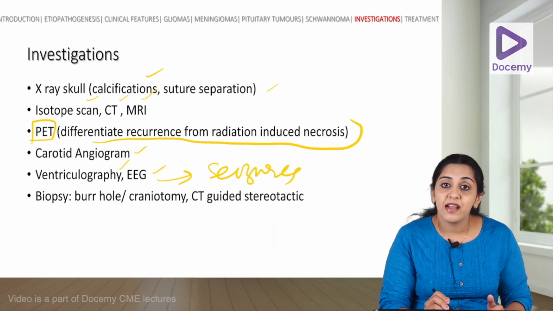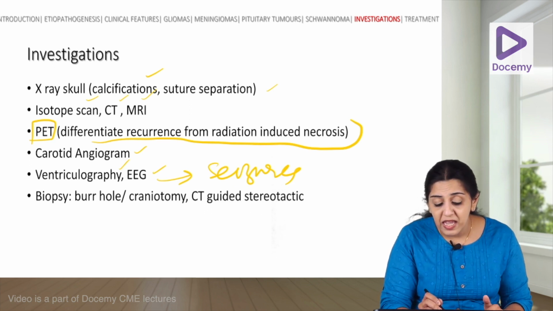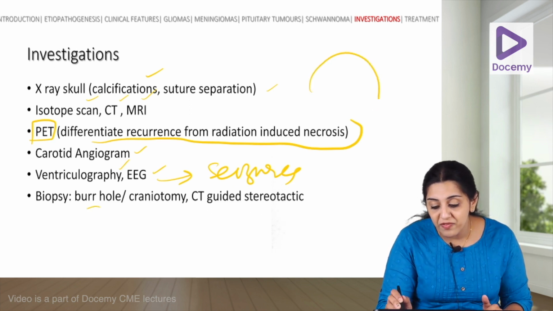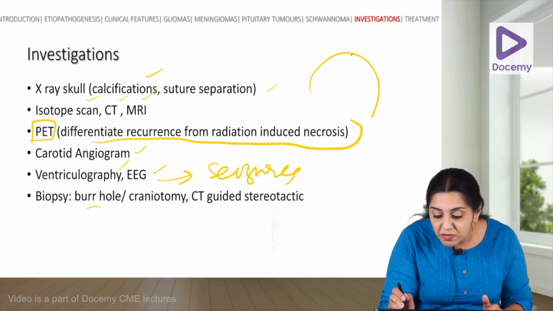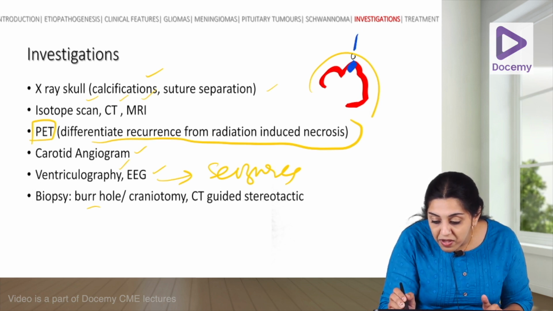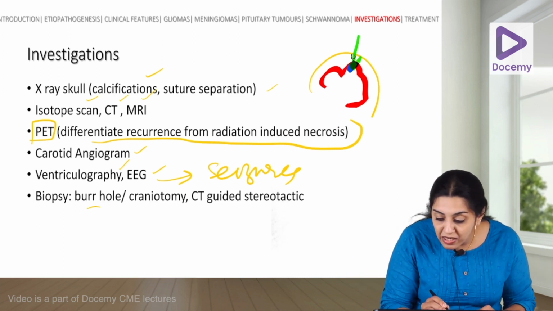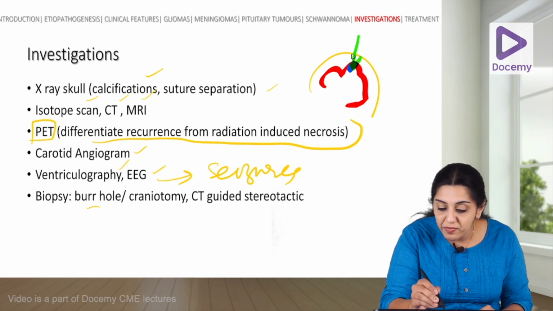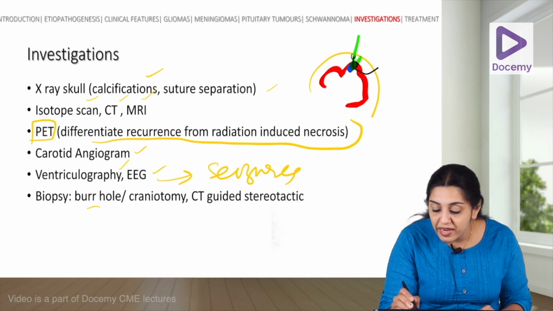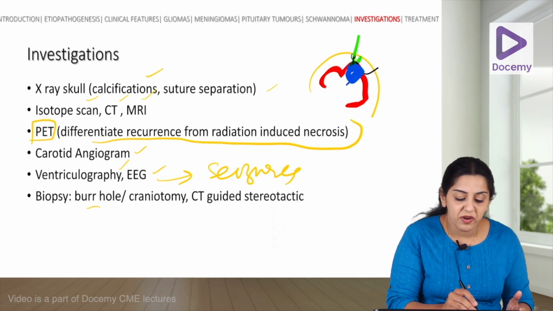Okay, after that, the final diagnosis is by taking a biopsy. How do you take a biopsy? Either you can put a burr hole. Burr hole means if this is the skull, you're only putting a small hole here, and if this is the brain and this is the tumor, you can just take a biopsy from here. You don't have to open up the whole skull. So that is a burr hole, or a craniotomy. In a craniotomy, you may have to open a huge area to take a huge biopsy. Or CT guided stereotactic methods are also there for taking a biopsy.